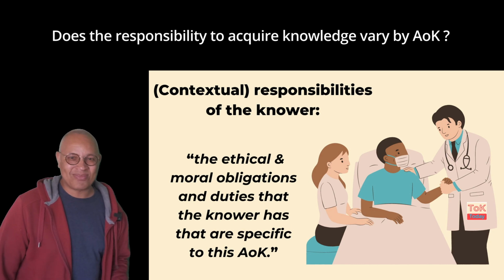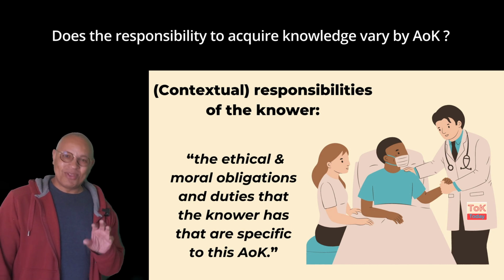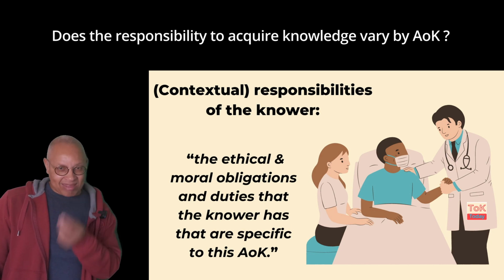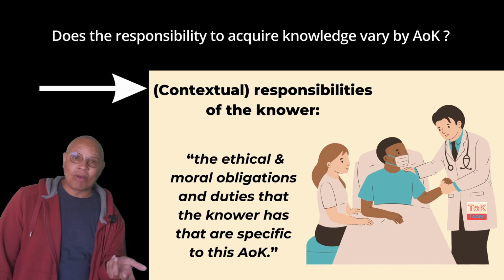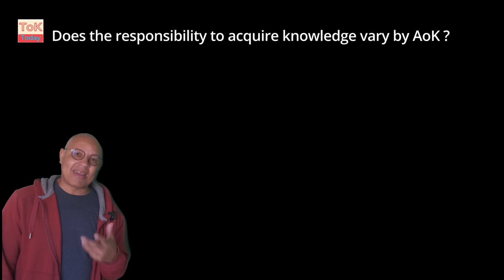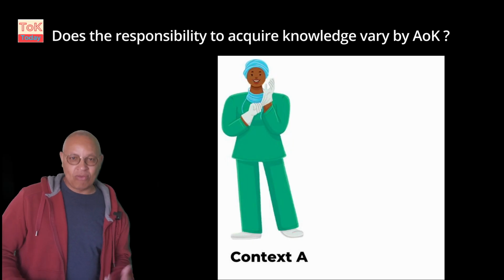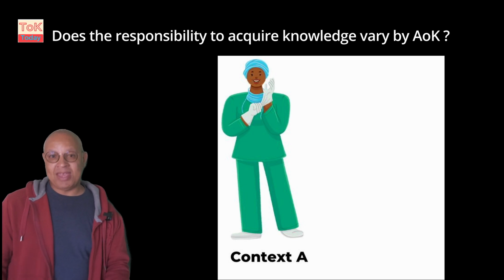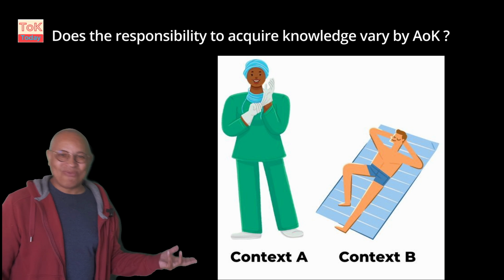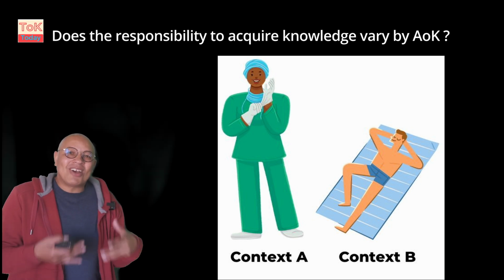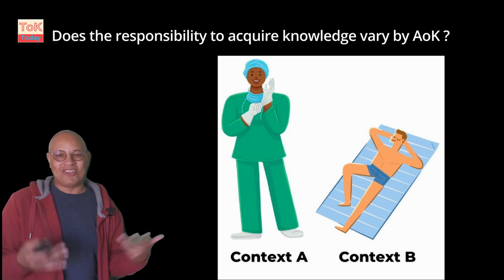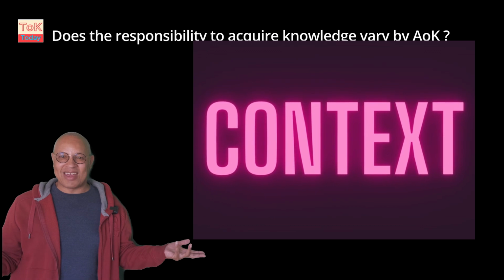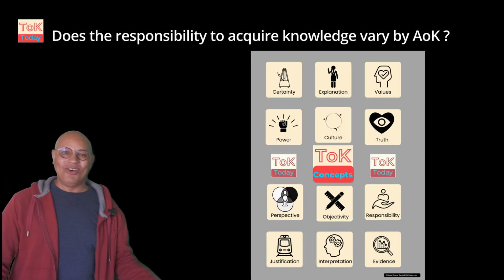Now, with the second one, I've put the word contextual in brackets, and that's because those responsibilities may be contextually specific. That means that they apply in some contexts, but not in others. You may say that a knower in context A has more responsibility to acquire knowledge about a particular AOK than a knower in context B has. Context is such a wonderful concept. It gives so much opportunity for lovely, rich knowledge arguments. I love the concept of context. It may be my favourite ToK concept, even though it's not even one of the 12 core concepts.